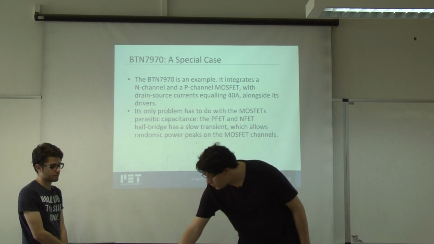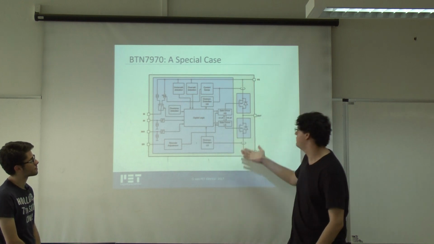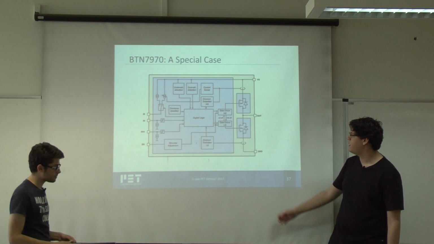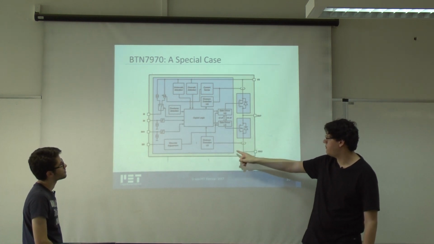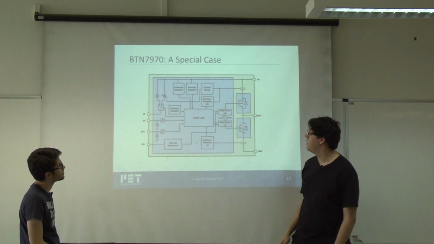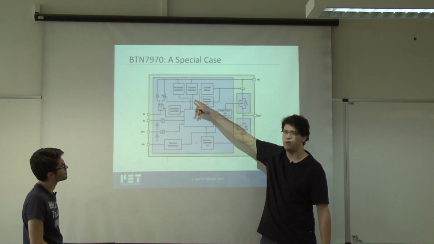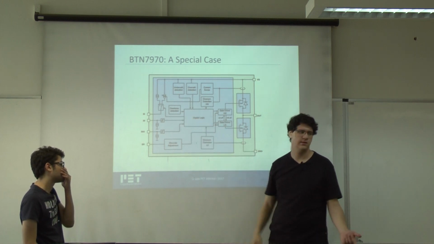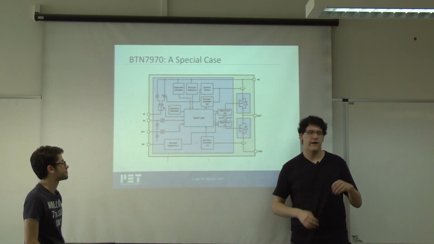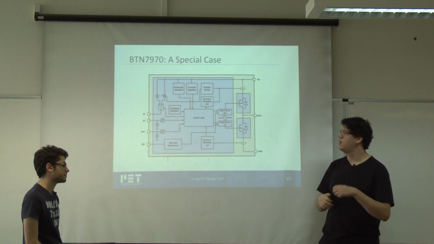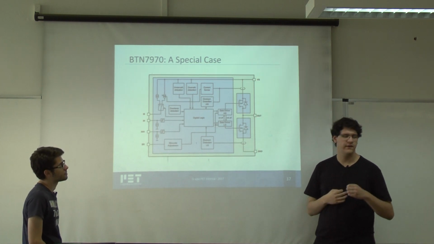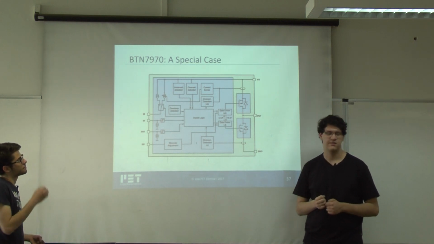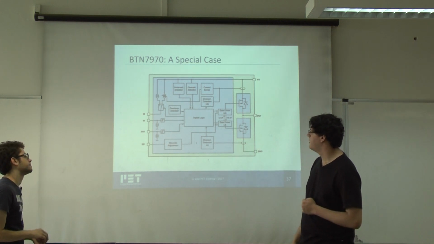Yeah. And this is the internal block diagram of the BTN7970. You can see we have overcurrent detections for both the low side and the high side. We have an overvoltage detection as well. We have overtemperature detection because when you're dealing with high power applications, you have to think about the heat, because the heat will damage your semiconductors.